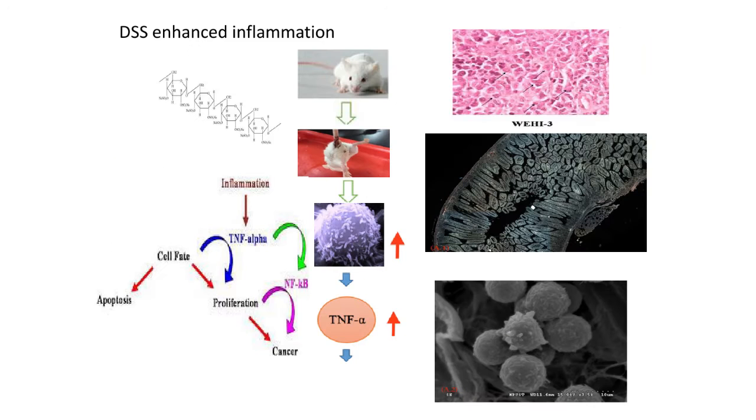So we use DSS model. DSS is a polysaccharide. Penetrate from the M cell. Activate macrophage, in this case, in colon. So DSS causes inflammation, typical inflammation reaction. Again, I like to emphasize TNF alpha. TNF alpha triggers NF-kappa B, proliferation and cancer.